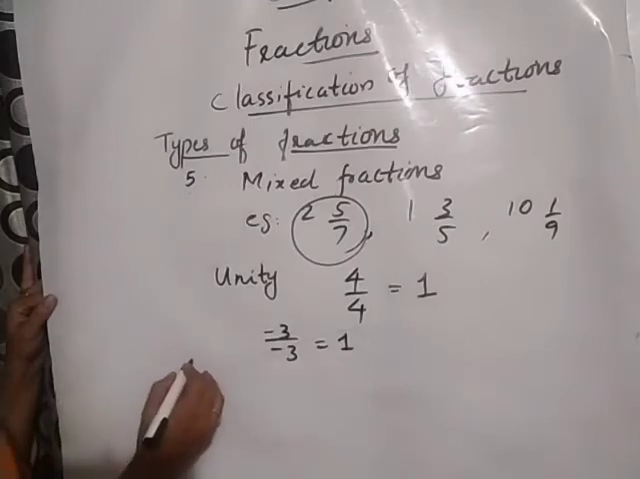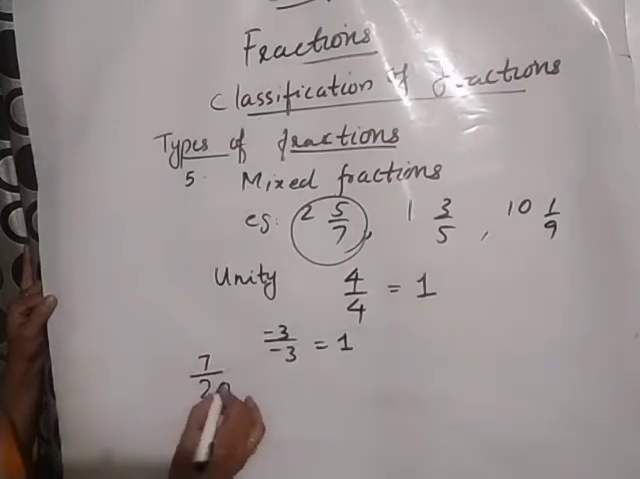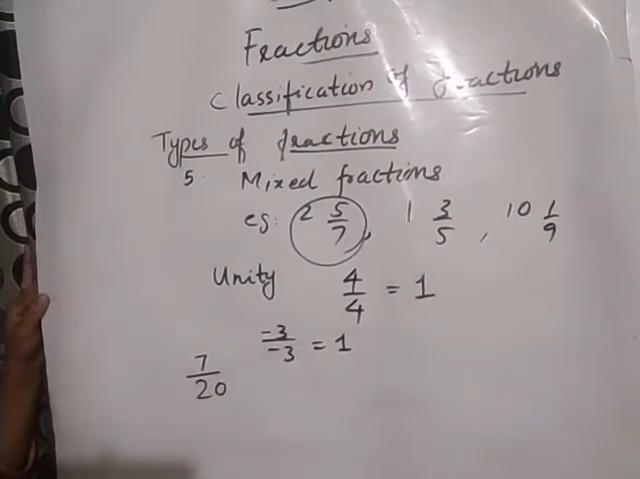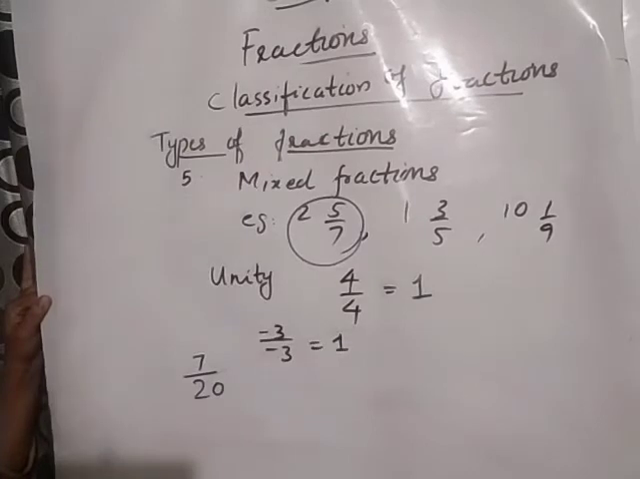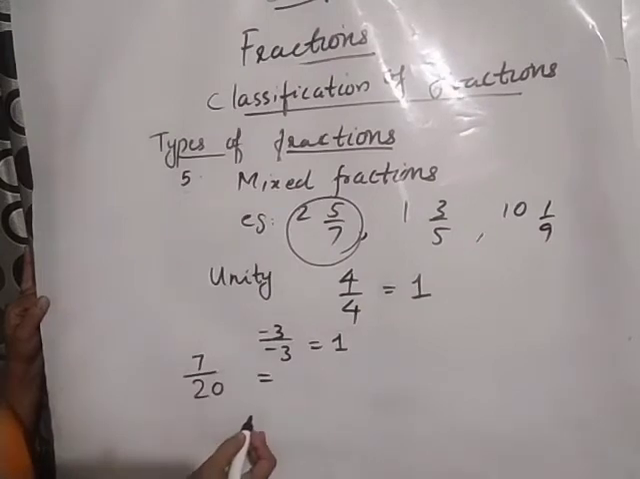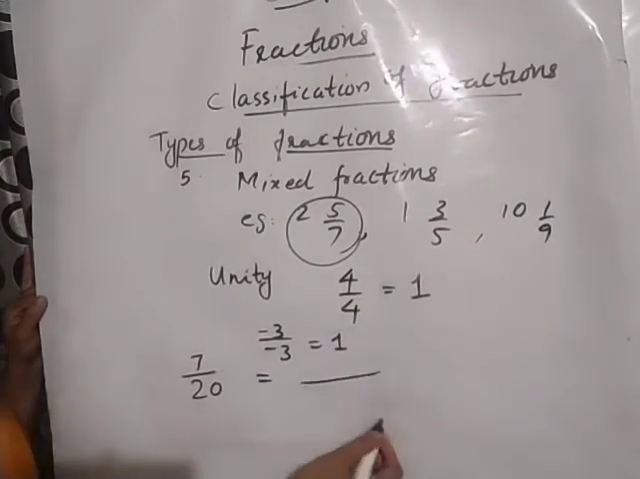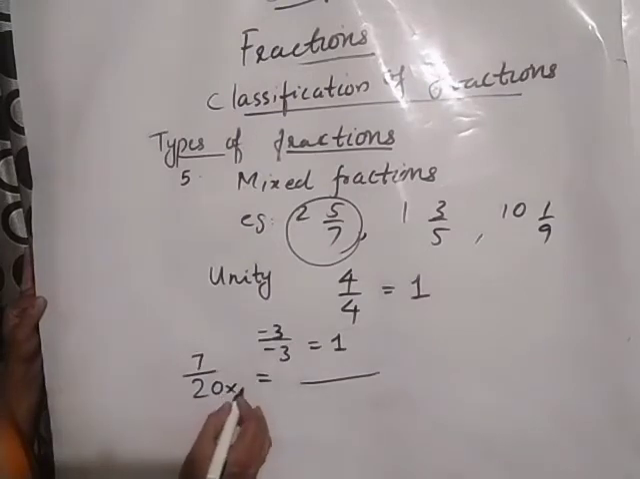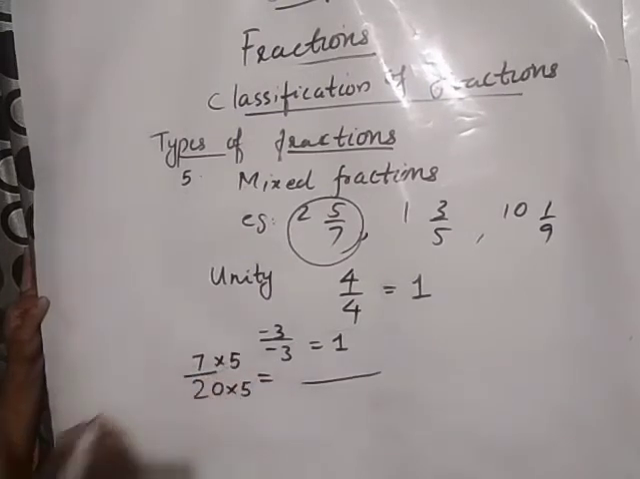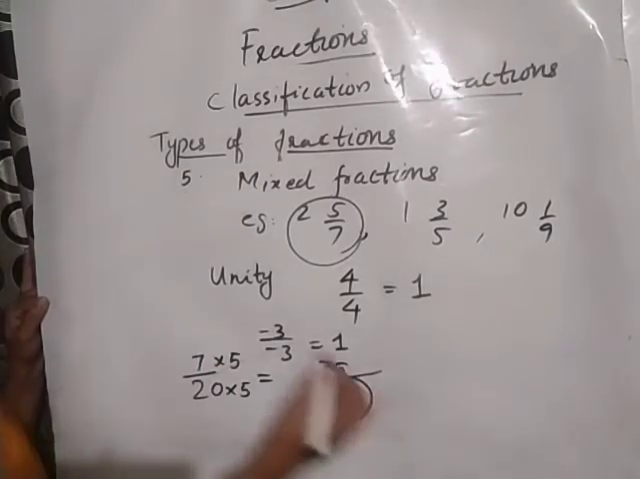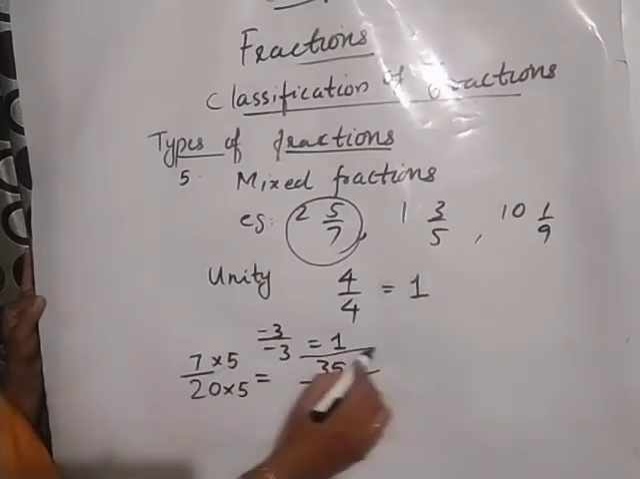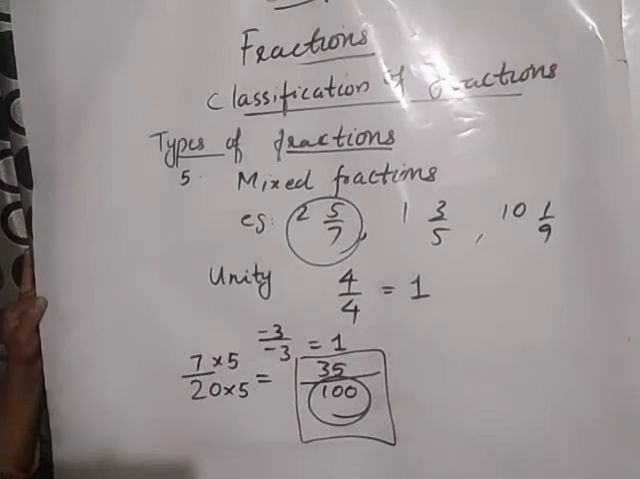And look at some fractions like 7 by 20. Is it a decimal fraction? Can you express it as a decimal fraction? What do you mean by decimal fraction? Yes, a fraction with denominator 10 or higher powers of 10. Can you express this with the denominator a power of 10? Yes, 20 into 5. We can find equivalent fractions. 7 fives are 35 and 20 fives are 100. Now the denominator is a power of 10. Now this 35 by 100 is a decimal fraction.